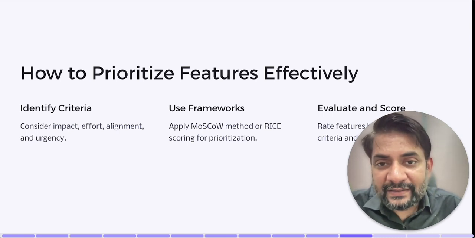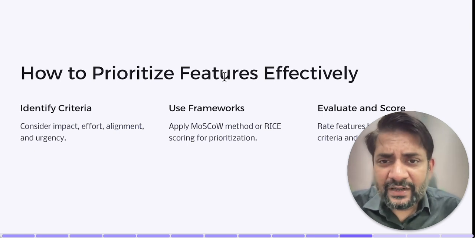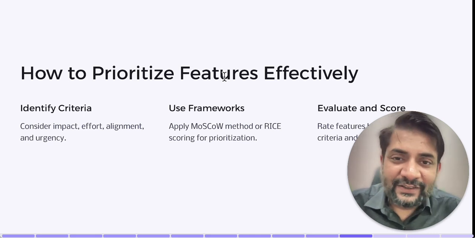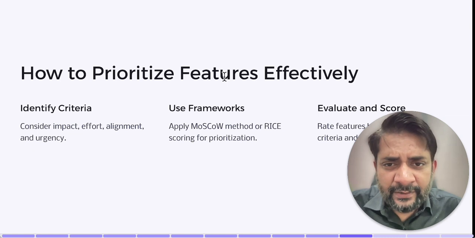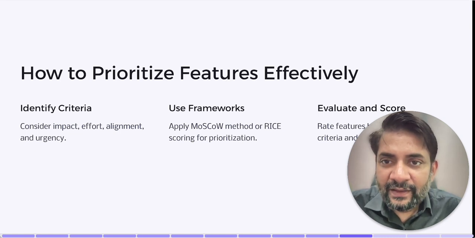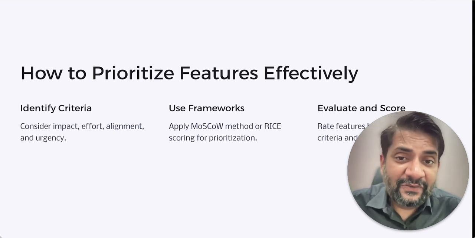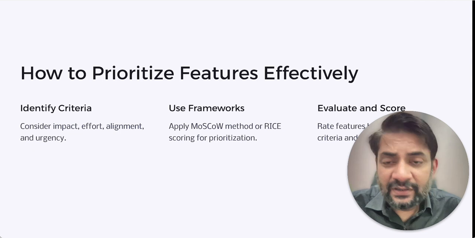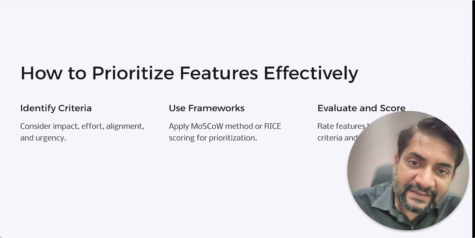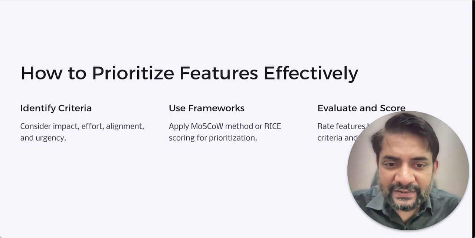Step 2 is to use prioritization frameworks like the MoSCoW method: must have, should have, could have, won't have. Must haves are the essential features, should haves are important but not critical, could haves are the nice to have features with low priority, and won't haves are the features that are out of scope for the current roadmap. Then you have the RICE scoring: reach, impact, confidence, and effort. Reach is how many users will be affected. Impact is the degree of impact on users. Confidence is the level of confidence in the estimates. And effort is the amount of work required. Now, these are the prioritization frameworks.